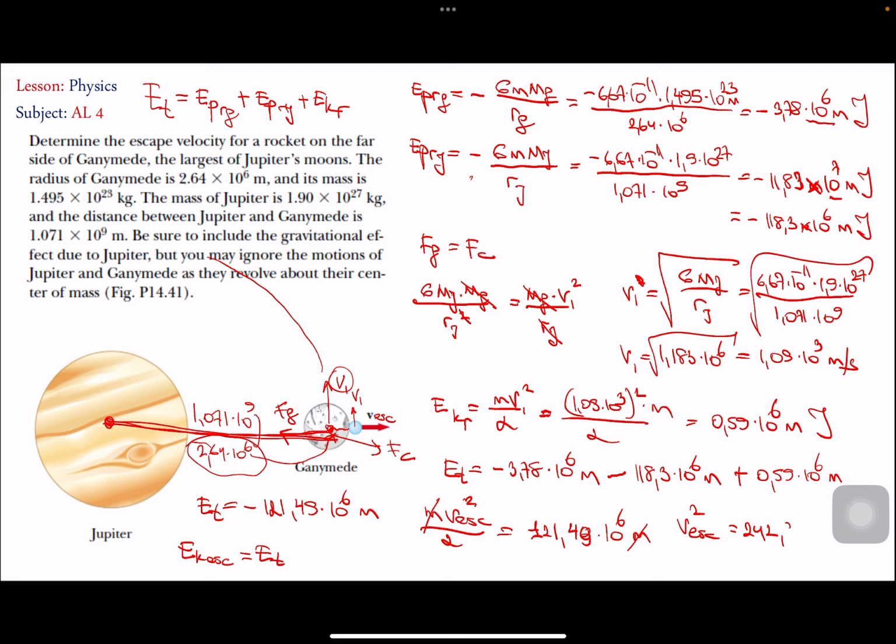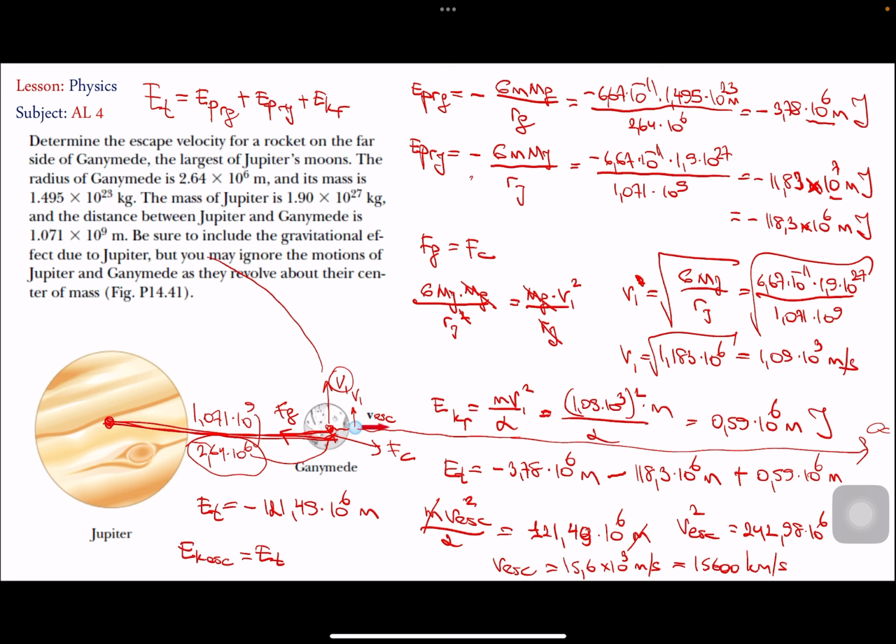And if I take the root of this, I'll have the number 15.6 times 10 to the power 3 meters per second, which is the same as 15,600 kilometers per second. So that's the escape speed that you have to give to this rocket to completely escape from this planet and go to infinity. So escape from the gravity of Ganymede and from the gravity of Jupiter. So you have to give this velocity to a given rocket.